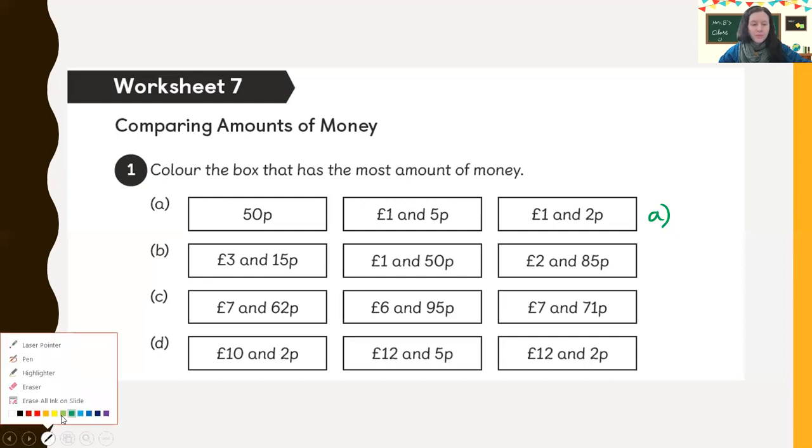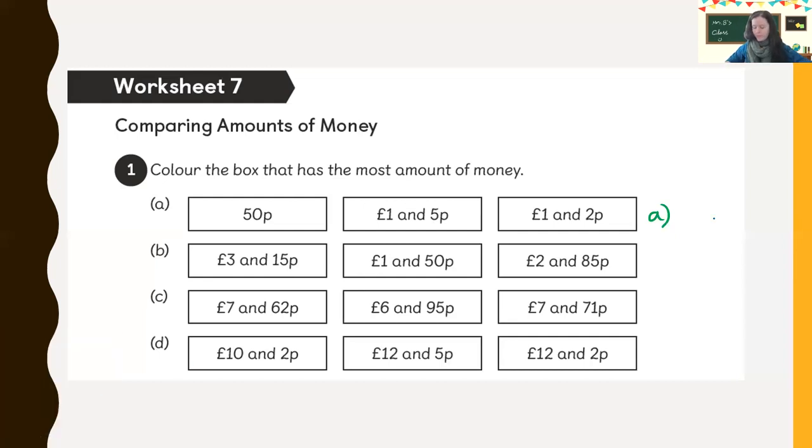Okay. Did you have a go at that? So you know it's not the 50p. It's either £1 and 5p or £1 and 2p. What's bigger, 5 or 2? 5. Super, super simple. So you might have written it £1 and 5p, which is fine. I'm just going to write it the way we normally write it, which would be £1.05.